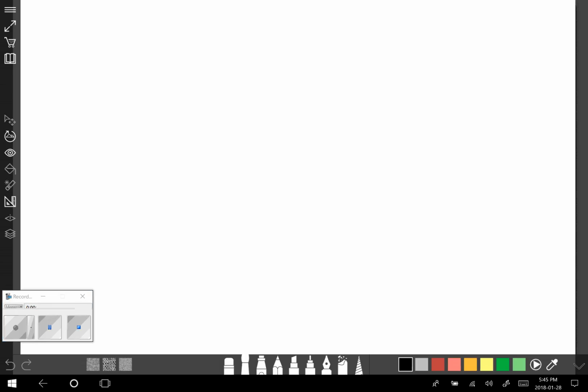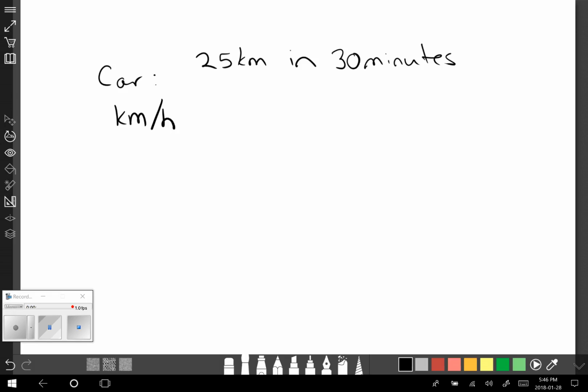This is just going to be a really quick video on how to figure out a rate of speed, so an average rate of speed. For example, if you are dealing with a situation where you have some information like a car that travels, let's say it goes 25 kilometers in 30 minutes, and you want to find out what is the rate of speed of this car. Usually in Canada, when we're talking about a rate of speed, we're going to be talking about kilometers per hour. So let's take a look at this.